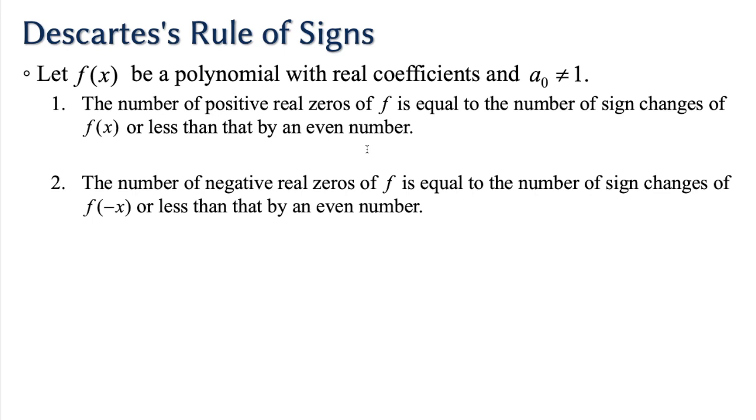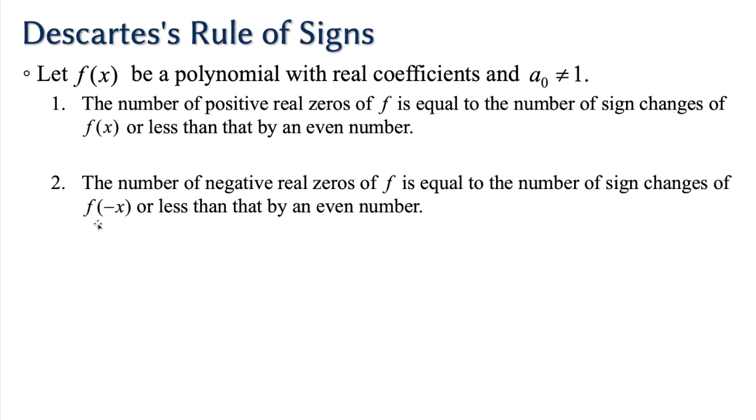So let's say we had a really big polynomial, and there were 7 sign changes in f of x. If there were 7 sign changes in f of x, you could have 7 positive real zeros, 5 positive real zeros, 3, or 1 positive real zero. So if you notice, however many sign changes there are is the maximum number, and then you just take away 2 until you can't anymore. That gives you all the possibilities.